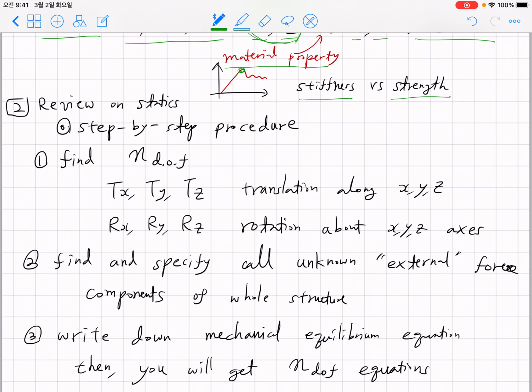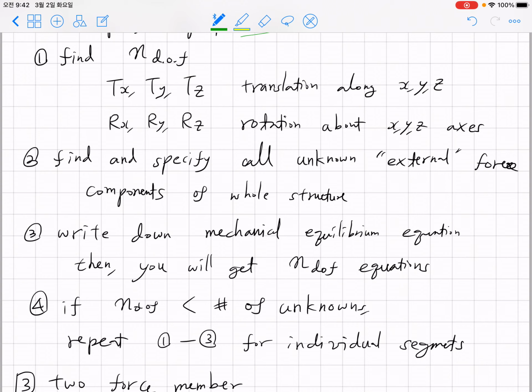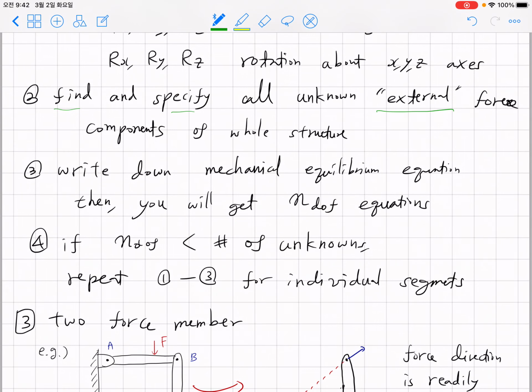Having highlighted the difference between freshman physics and ME231, I went over to review statics and gave you an example problem and tried to explain the step-by-step procedure to solve any statics problem. What you have to do first is identify the number of degrees of freedom. It can be 3 from translation along XYZ and 3 from rotation about the XYZ axes. Then you can find and specify all unknown external forces for the entire structure, and you can write down the mechanical equilibrium equations, and you're going to find n equations, one per degree of freedom.